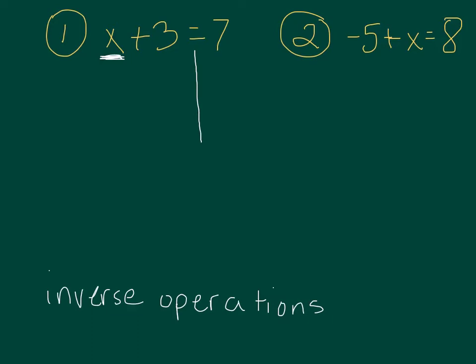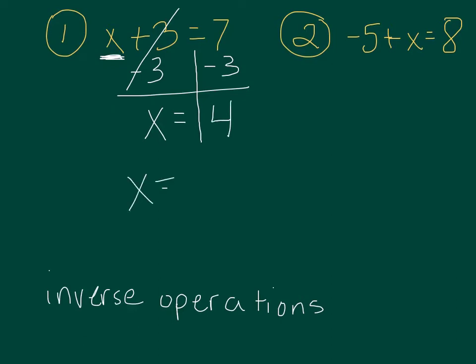So for this one, it's plus 3. The opposite of plus 3 would be minus 3. But if we do it to one side of the equal sign, we have to do it to both. Plus 3 and minus 3 equal 0, so they cancel out, and we're just left with x on that side. On the right side, you have 7 minus 3, which is 4. Once x is by itself, that's your answer. So x equals 4.